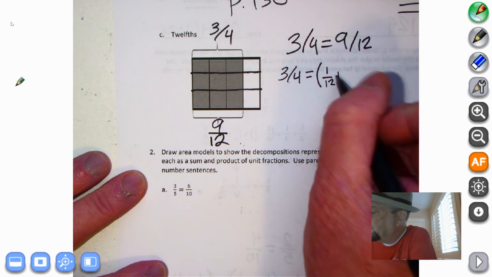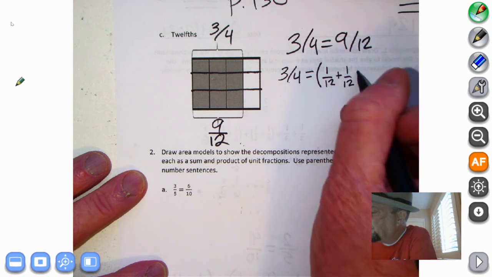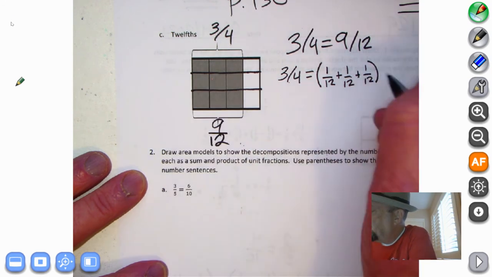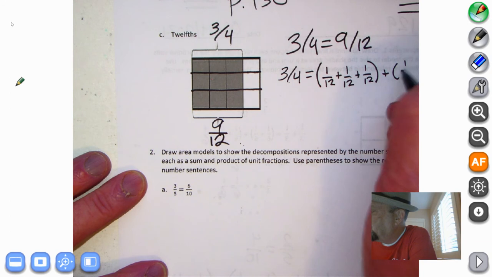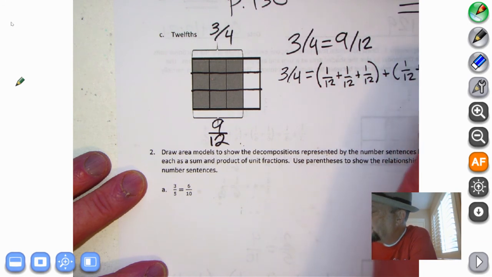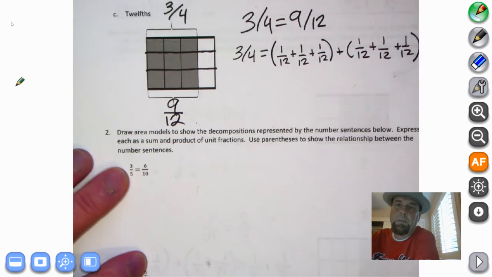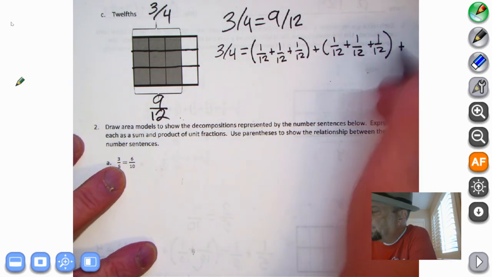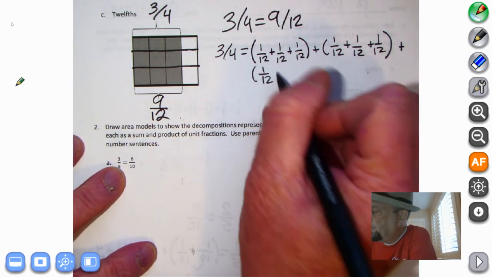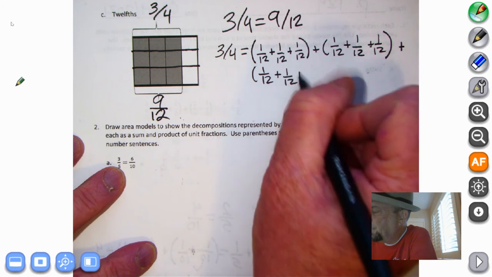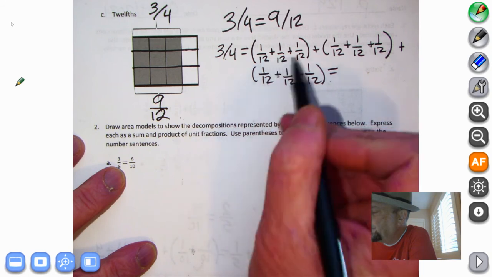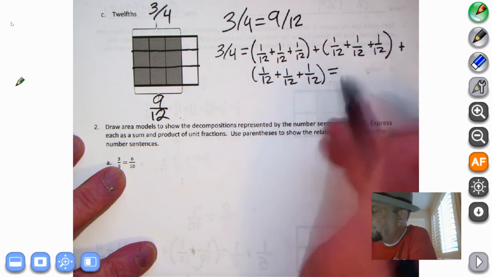1/12 plus 1/12 plus 1/12. So we have 3/12 there, right? 1, 2, 3. We're going to add 3 more 12ths on it. 1/12 plus 1/12 plus 1/12. Let's zoom out a little bit. Start on the next line. Plus 1/12 plus 1/12 plus 1/12. What does that equal? Let's count them out. 1, 2, 3, 4, 5, 6, 7, 8, 9 12ths.